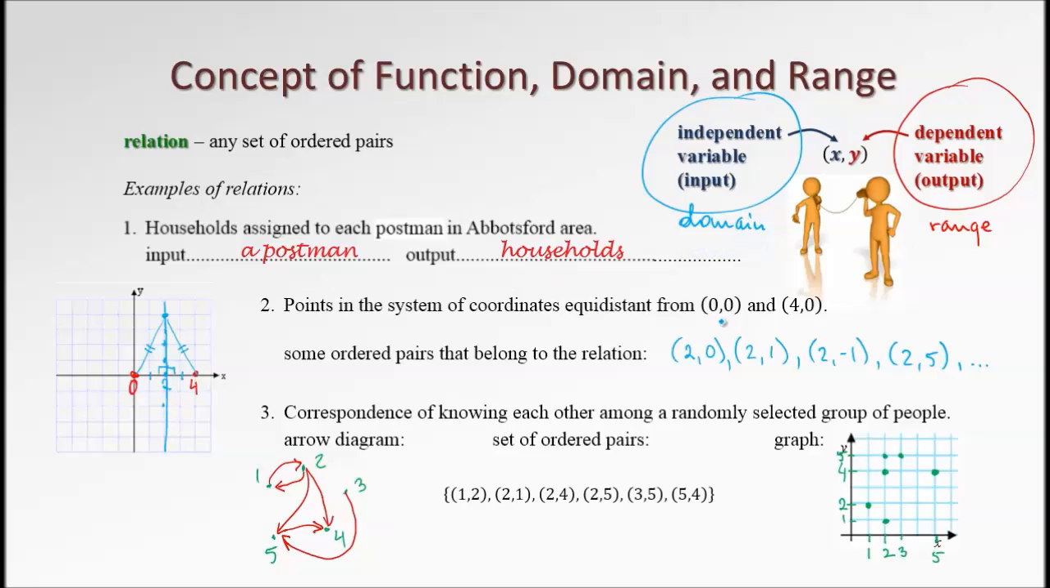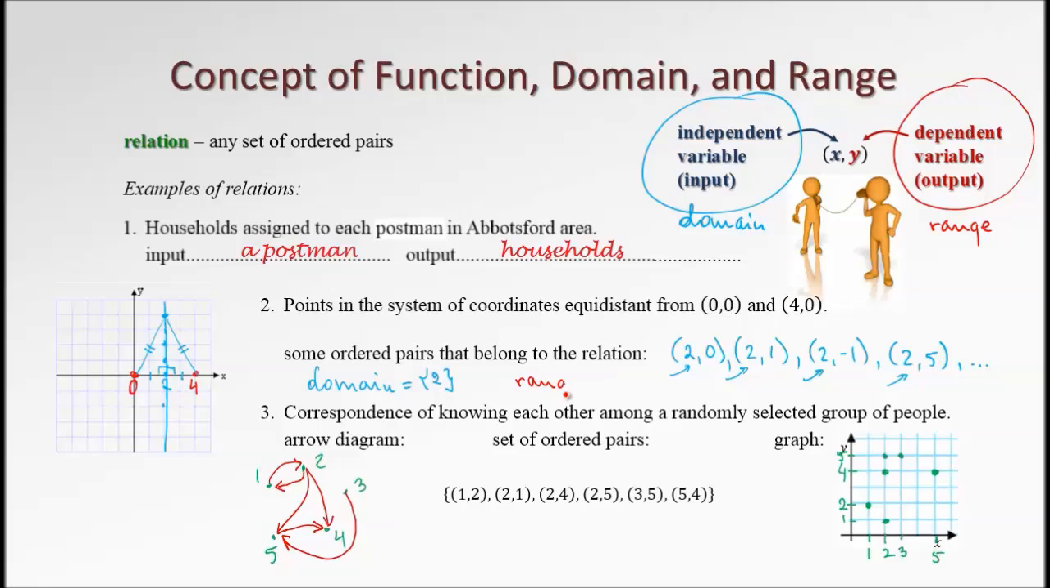In the second example, the domain contains all first coordinates of our points. But observe this first coordinate. The first coordinate of any point on this vertical line coming through 2 is just 2. So the domain, in this case, is a one-element set composed of just 2.